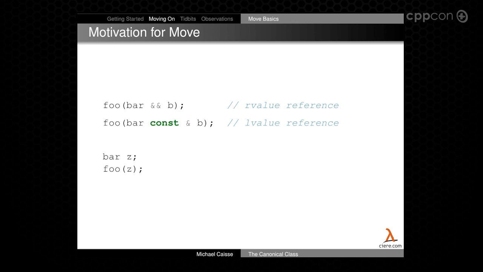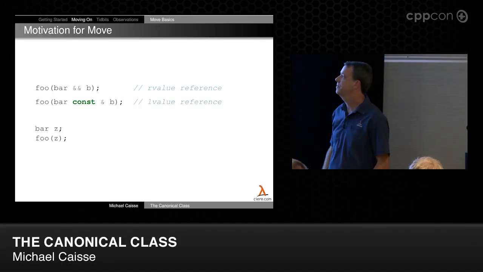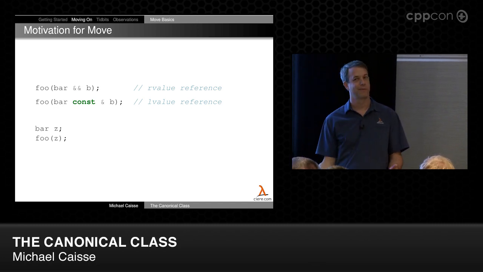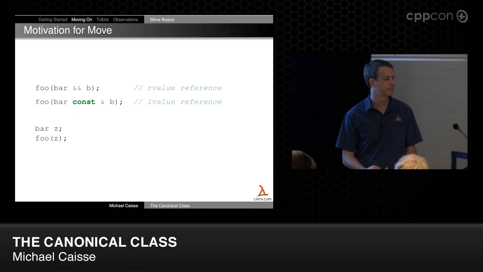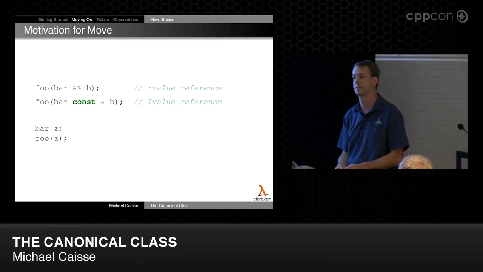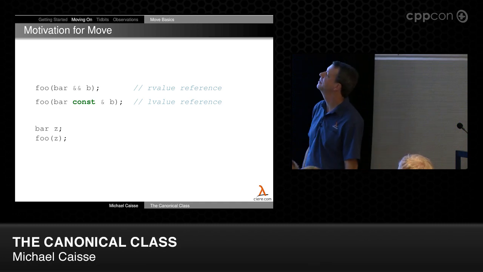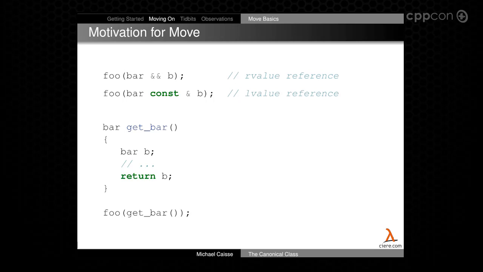So here we have foo, bar rvalue, and this is an lvalue reference. So bar z, and I call foo, passing it z. What's going to get called? Wow, we're already disagreeing. Okay, well, maybe we'll come back to this slide later, and then we'll ask. This will be good. It's all good.